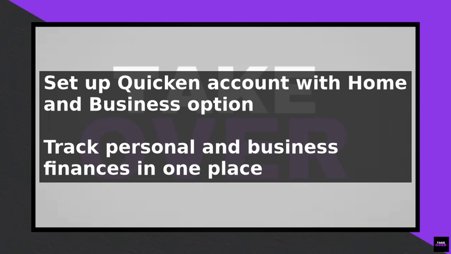First, you need to set up your Quicken account by creating a new file and selecting the Home and Business option. This will allow you to track your personal and business finances in one place.